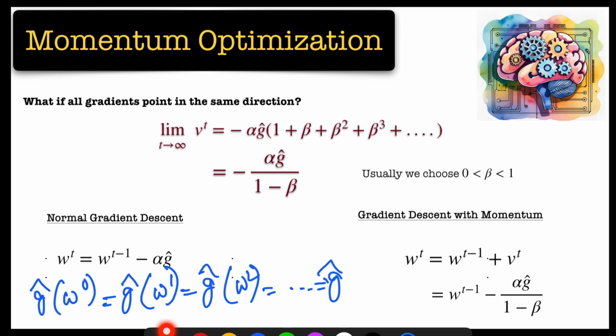Here what happens is we get one extra term. Earlier we just had minus alpha G hat, and now we have 1 over 1 minus beta. This is an extra amplification factor. If beta is between 0 and 1, then 1 over 1 minus beta is a much larger value. That's why we are taking much larger steps in the direction.